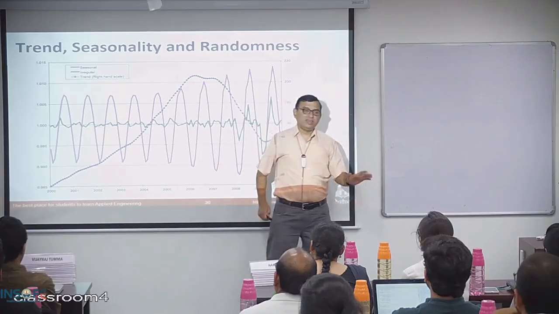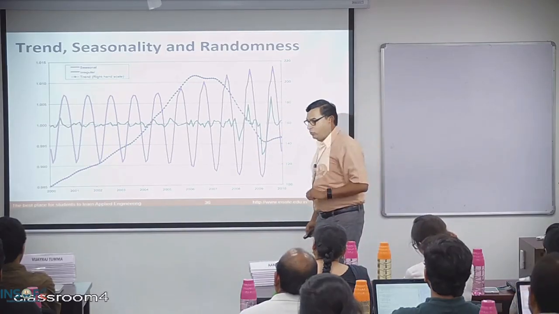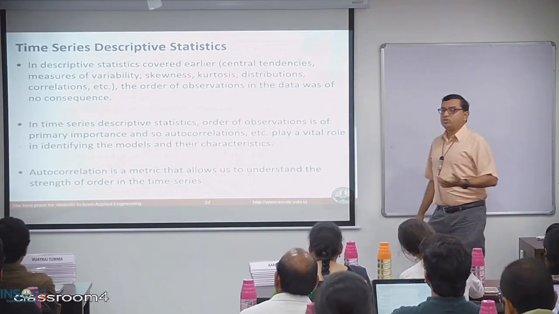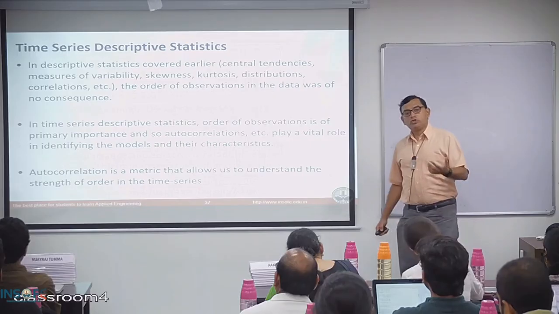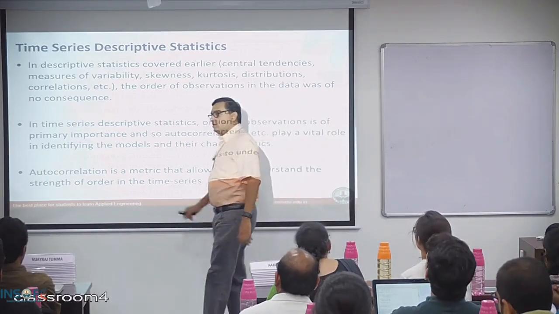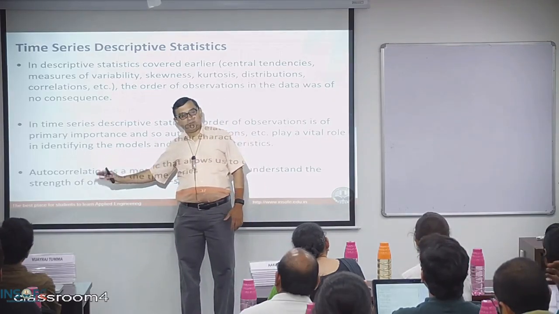We are just recognizing that this is one way to look at the time series as being comprised of these three components. The way we identify which of these components is strong and which is not is through a mathematical method called autocorrelation.